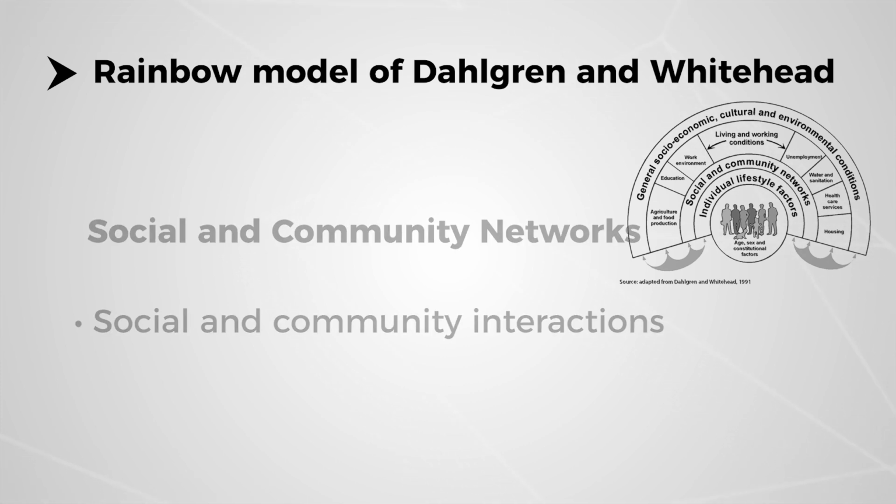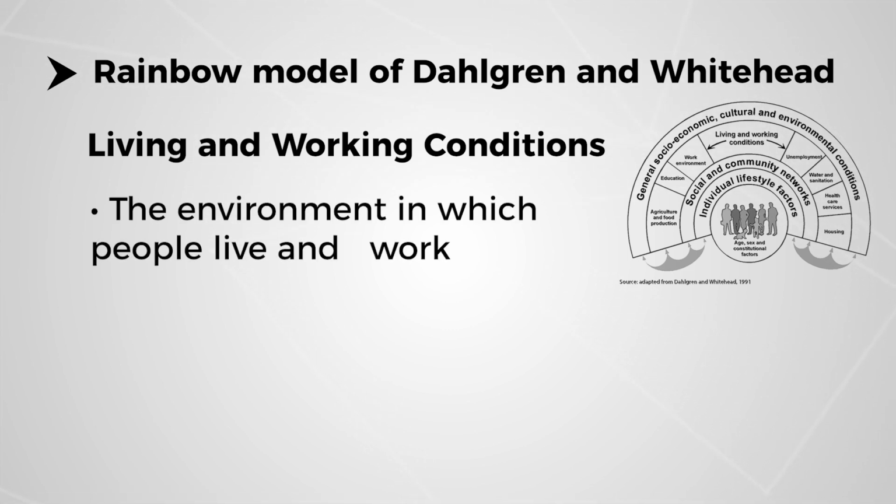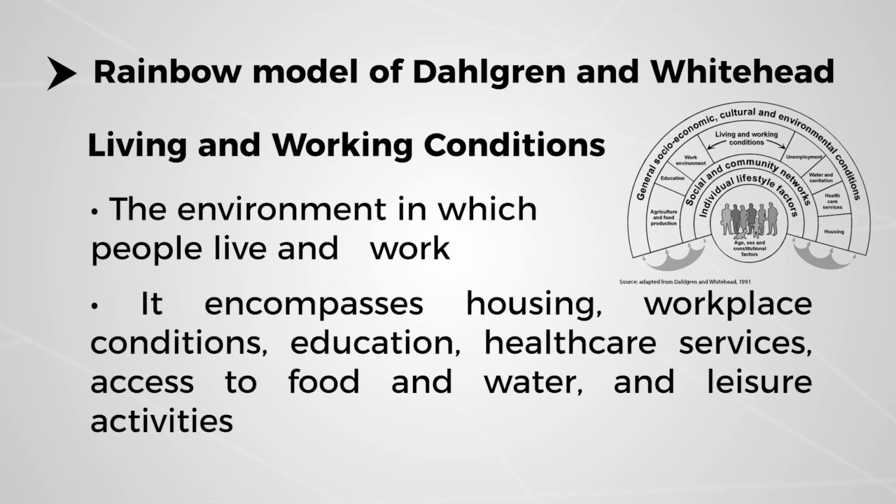The third layer is living and working conditions. This layer includes factors related to the environment in which people live and work. It encompasses housing, workplace conditions, education, healthcare services, access to food and water, and leisure activities.